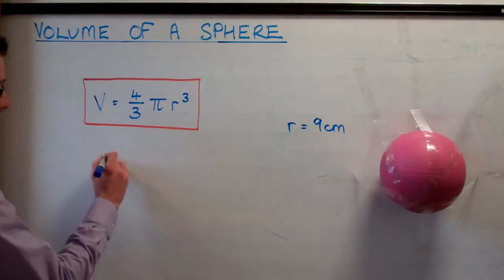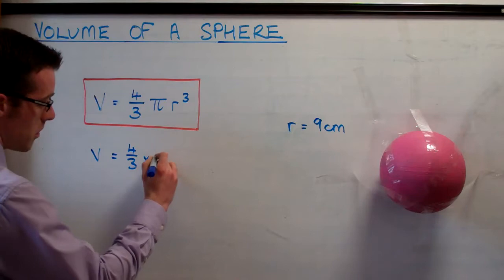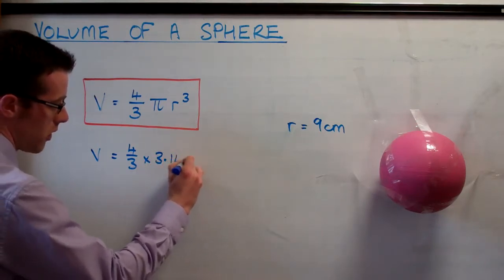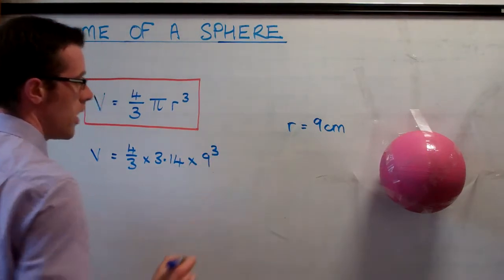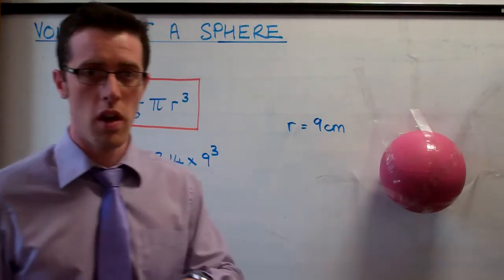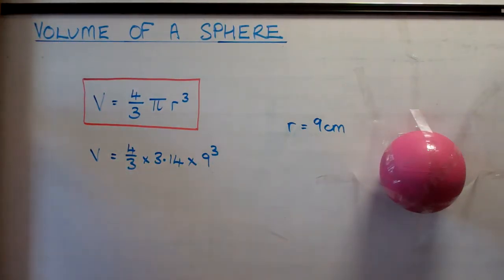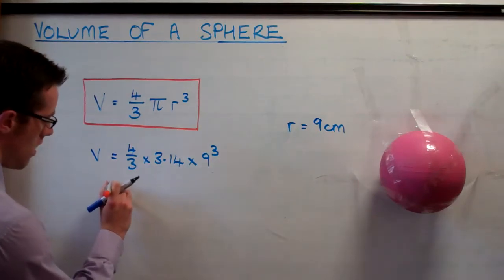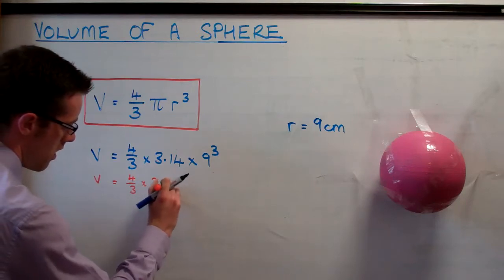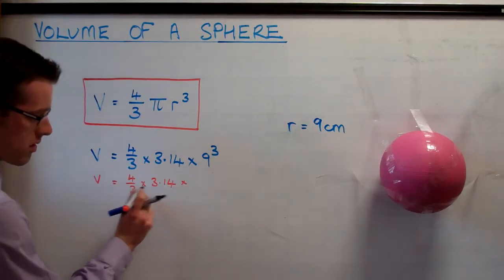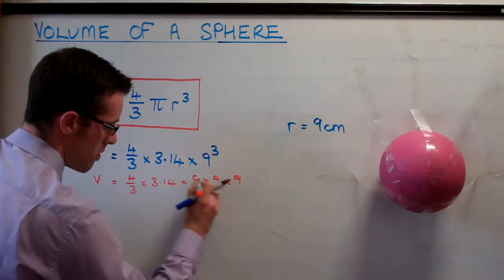So all we do now is we can write down 4/3 times pi. And we'll put 3.14 this time because it makes it look just a wee bit more simpler for us, times 9 cubed. Now remember, cubed is just times itself like 3 times, okay? So really, what you're putting in there is 4/3 times 3.14 times 9 times 9 times 9.